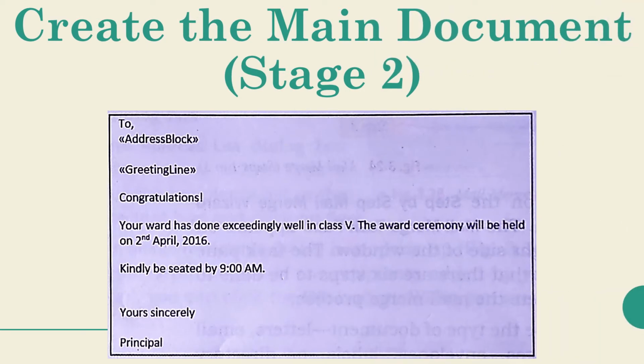Second stage, create the main document. The main document contains the common text and the merge fields. Merge field is a placeholder that will receive information from the data source during the merging process. The given picture is of main document.